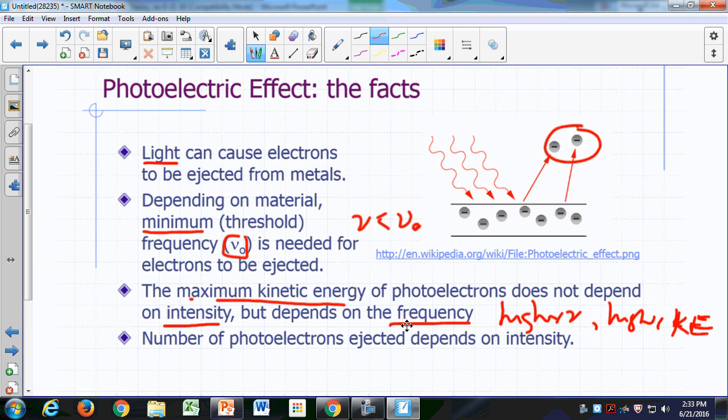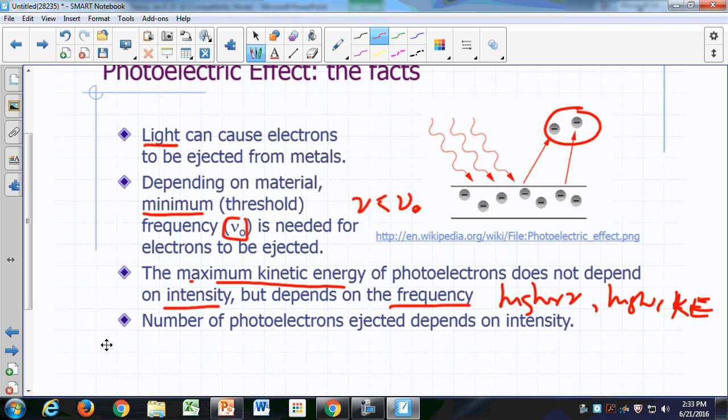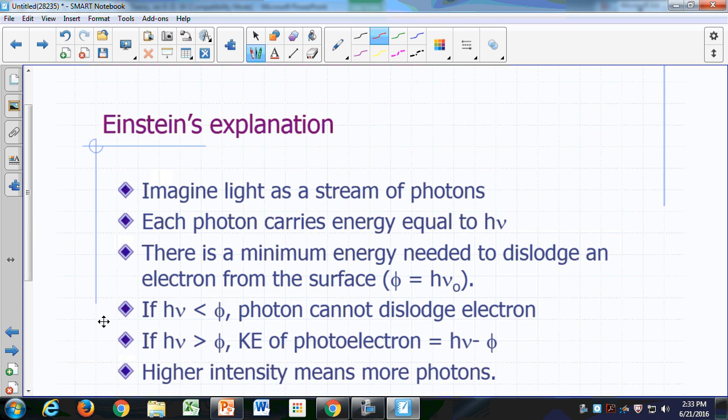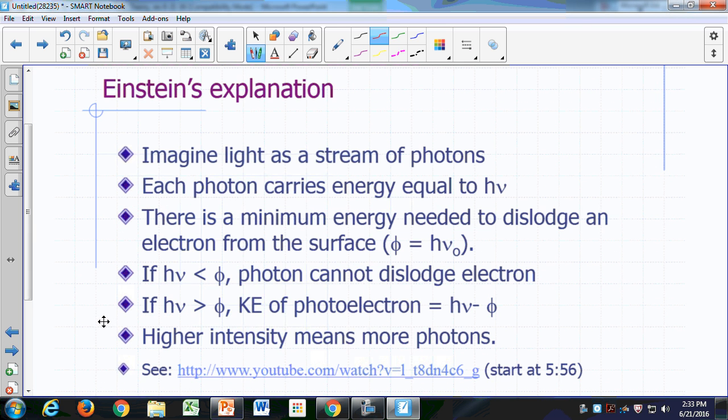Question is why? And that's the reason why the idea of photons was introduced. Okay. Anyway, the number of photoelectrons ejected is known to depend on intensity. So it seems like intensity has to do with the number of photons, not the energy of the photons. Okay, so here's Einstein's explanation for the photoelectric effect, for which he got the Nobel Prize.